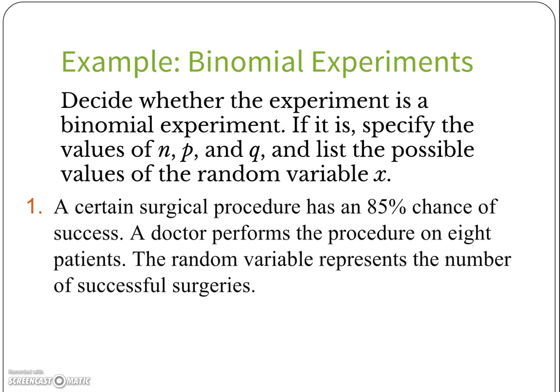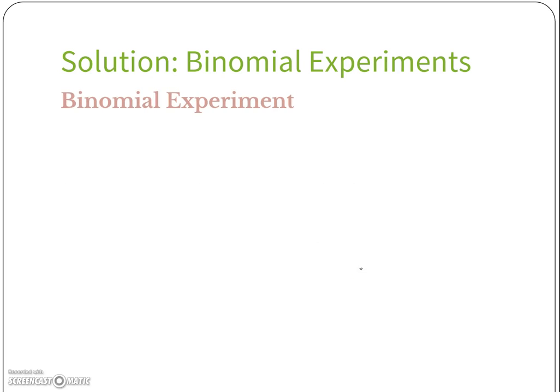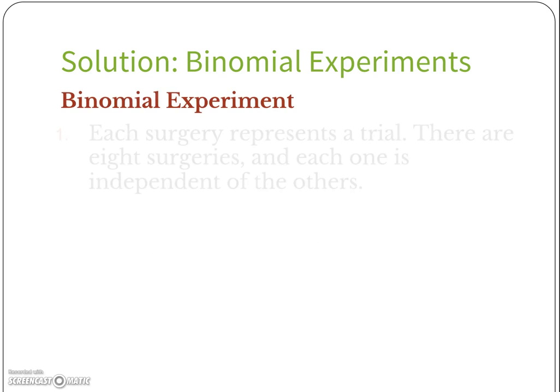So here, for our example of binomial experiments, we're going to decide whether the experiment is a binomial experiment. If it is, we're going to specify our N, our P, our Q, and list the possible values for the random variable X. We're going to go through what all those meant. So a certain surgical procedure has an 85% chance of success. A doctor performs the procedure on 8 patients. The random variable represents the number of successful surgeries. So this is an example of a binomial experiment.